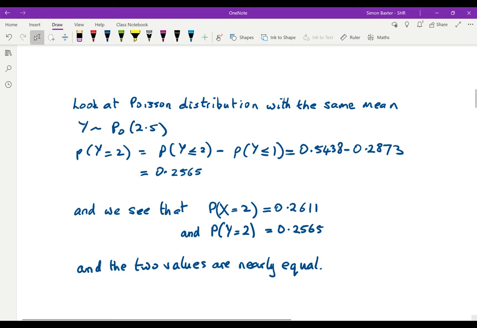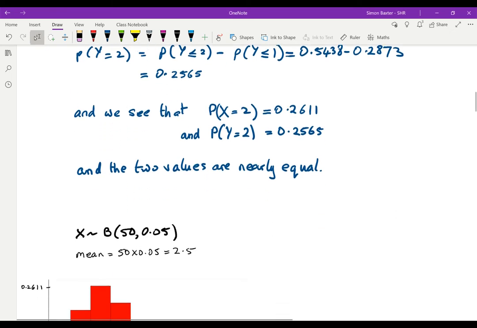If we do this, we will find the probability that Y is 2 is the probability that Y is less than or equal to 2 minus less than or equal to 1, using cumulative tables again. And that gives us 0.2565. So for the binomial, the probability that X was 2 was 0.2611, and for the Poisson, the probability that Y was 2 is 0.2565. These two values are very nearly equal. Let's look at that in a little bit more detail.